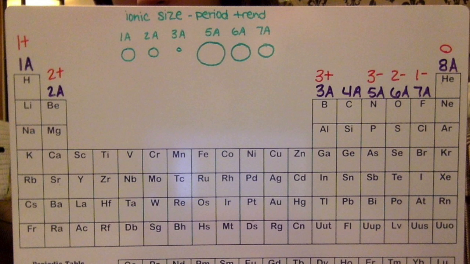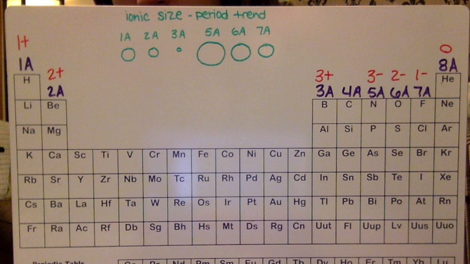And your noble gases, remember, the whole reason that anyone forms an ion, whether positive or negative, is because everyone's trying to look like a noble gas. So if you're already a noble gas, you're not going to form ions, you're not going to bond with anything. For your noble gases, you can have a 0 up there, but really you just need to know that it doesn't form ions. You can also have the summary table that we created when we went over the ionic size trend across a period.